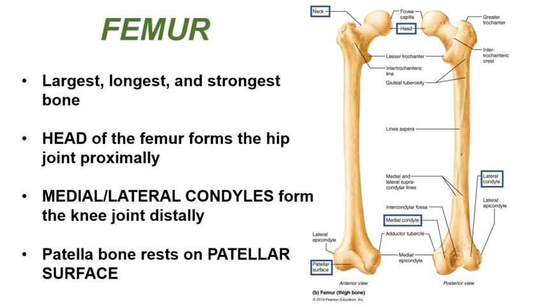At the distal end of the femur, we see two structures, the medial condyle and the lateral condyle. Both the medial and lateral condyles form the knee joint with the tibia bone of the leg. There's also a smooth surface called the patellar surface that's located on the anterior side of the knee region, and that's where the patella bone is found.